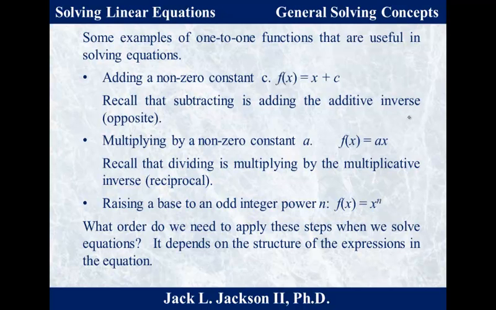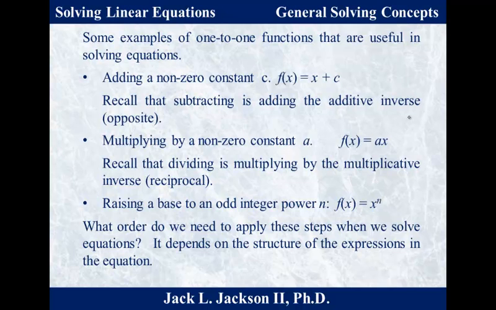We can raise a base to an odd integer power, f of x equals x to the n power, where n is an odd integer: the third power, the fifth power, the seventh power, the negative 1 power. Those are one-to-one functions. And so you can raise both sides of an equation to an odd power, and you will get a new equation that has the same solution set as the original. However, raising to an even power is not one-to-one, as we saw with y equals x squared. So if you're going to do something like squaring both sides of an equation, you have to be sure that you check your answer.